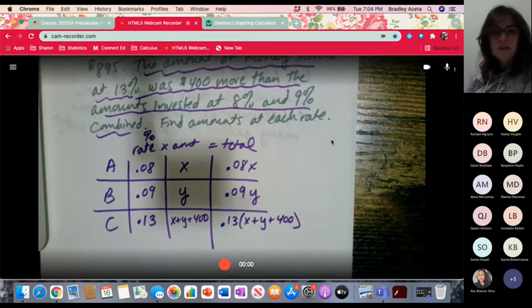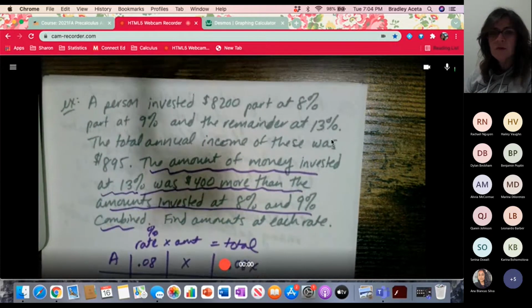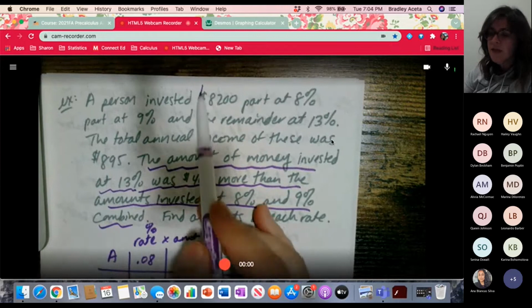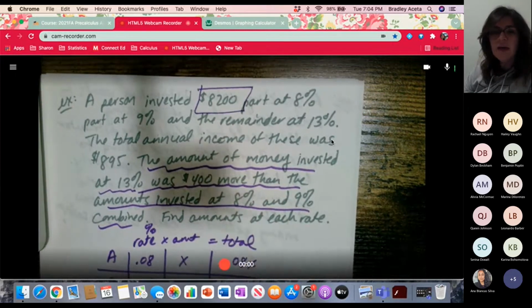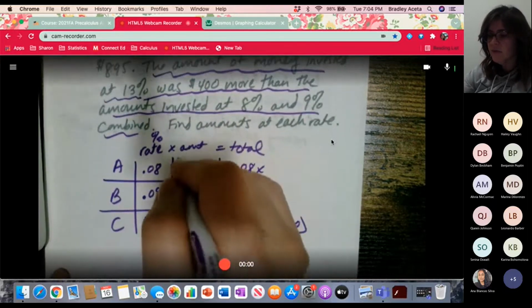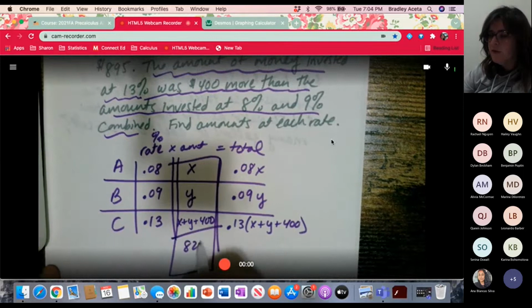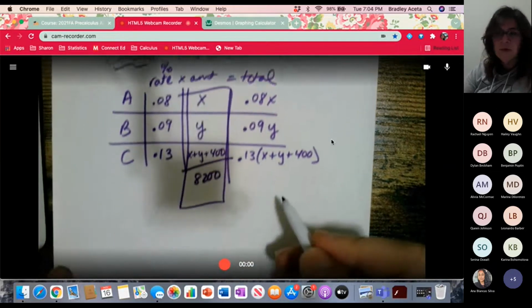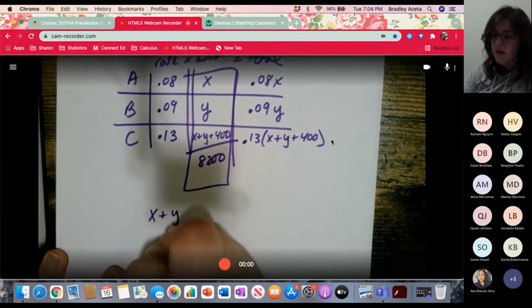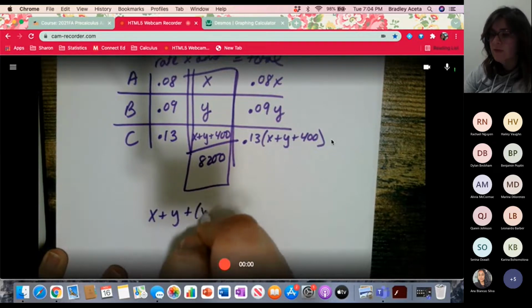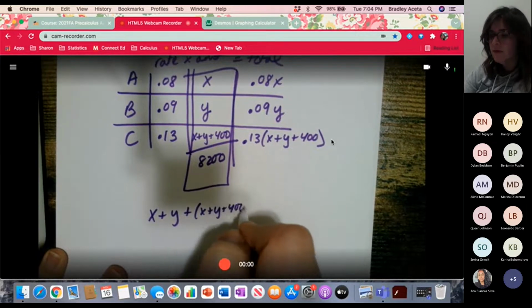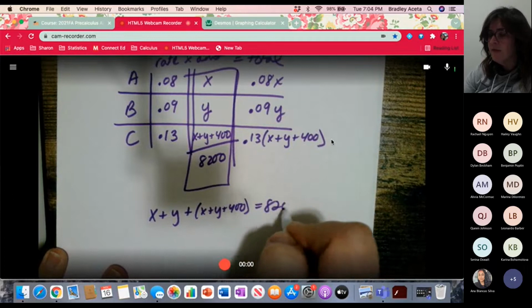Now, just like in the previous section, where do I get my systems from? We'll go back up to the story. A person invested $8,200. That is their total amount that they're investing. So this column right here is going to equal $8,200. So x plus y plus x plus y plus 400 makes 8,200.